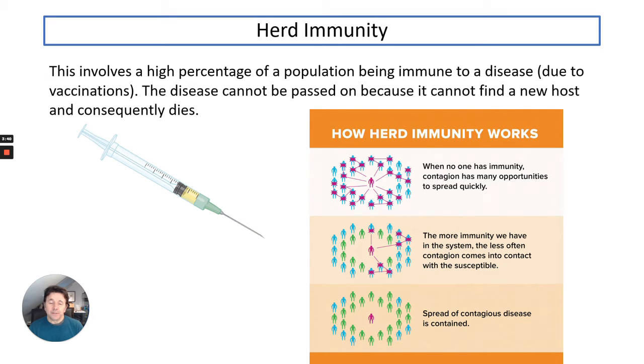So if you look at the infographic, it shows you the case when no one has immunity. Basically the contagious disease, the pathogen, will spread very quickly through the population. If you have some people who are vaccinated, then the pathogen can still be spread relatively easily between groups of people, and so some people will still be susceptible. However, if you get a large proportion being vaccinated, then the spread of contagious disease is contained.